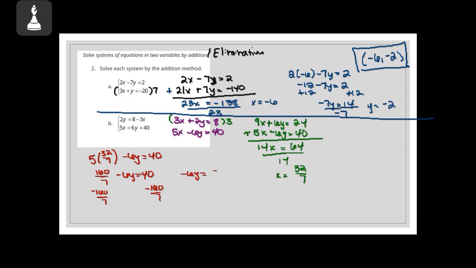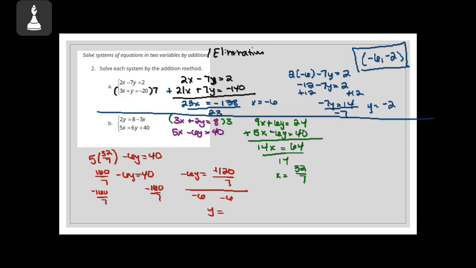And then what I need to do is divide that answer by negative 6. And again, use a scientific calculator. You're going to end up with negative 20 over 7 as your final answer. So final solution, 32/7 and negative 20/7.